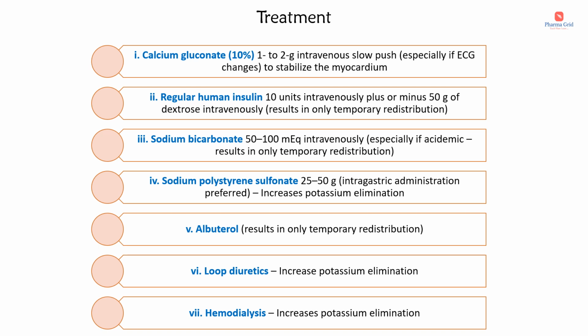Then sodium polystyrene sulfonate can be given. It acts as a potassium binder. 25 to 50 gram. Intragastric administration preferred. It increases the potassium elimination. Albuterol. It results in only temporary redistribution. Loop diuretics. Loop diuretics mainly cause hypokalemia. That means it increases the potassium elimination. Then hemodialysis. It increases the potassium elimination.